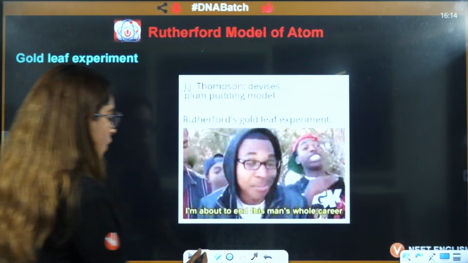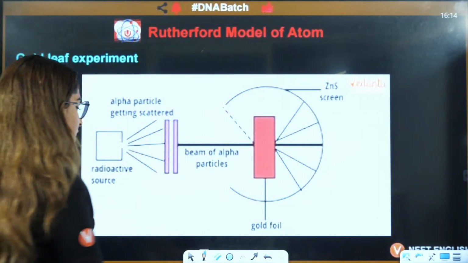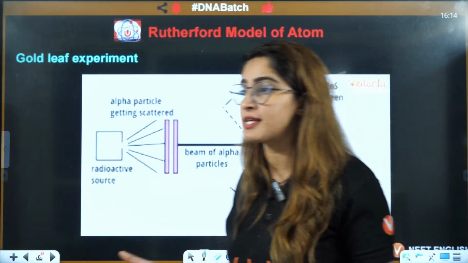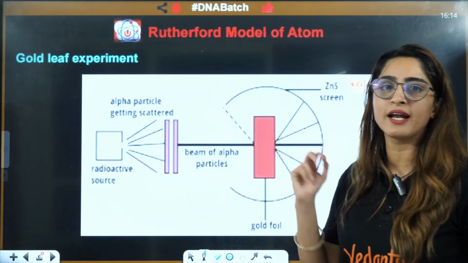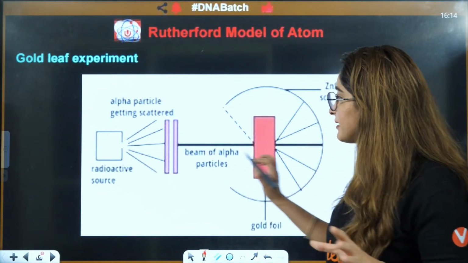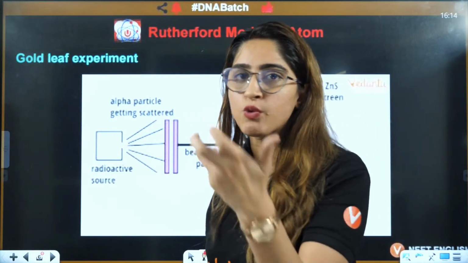Yes. Now, after this, what will happen? You will have Rutherford here. And Rutherford was not intentionally doing this experiment, right? It happened accidentally. He had a radioactive source from which alpha particles were coming out.